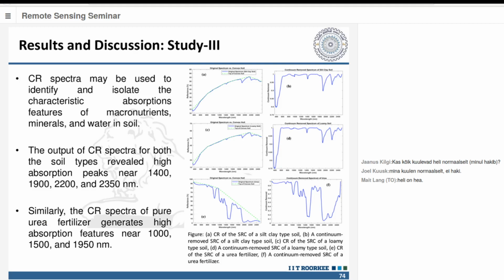Then I have calculated the continuum removal spectra to identify and isolate the characteristic absorption features of micronutrients, minerals, and water in soil. The output of continuum removal spectra for both the soil types reveals high absorption peaks near 1400, 1900, 2200, and 2350 nanometer. Similarly, the continuum removal spectra of pure urea fertilizer show high absorption features near 1000, 1500, and 1950 nanometer spectral regions.